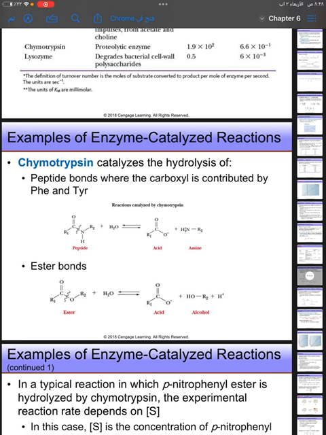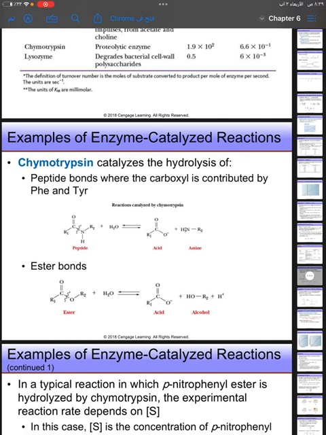Or it can cleave ester bonds like this one. Chymotrypsin can be specific for certain kinds of bonds. This is an enzyme that is not specific to one single substrate. It is just recognizing certain amino acids, similar amino acids. These are bulky amino acids, which they try to use in this example.